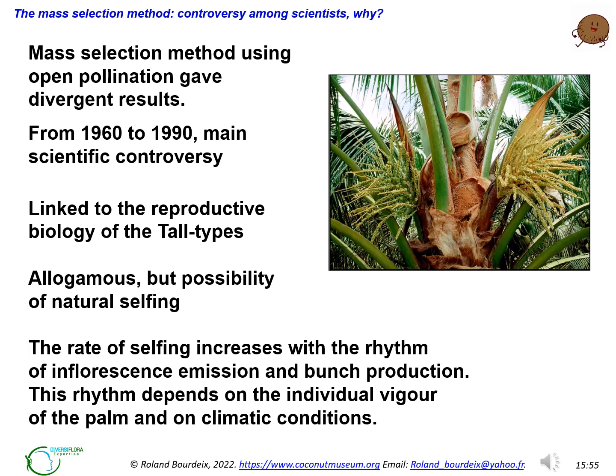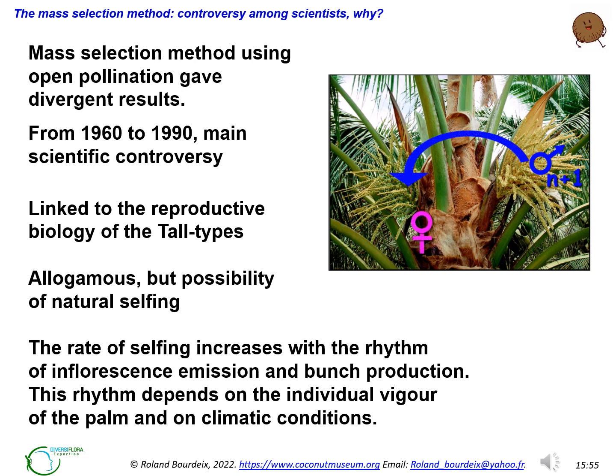As we already seen, the study on efficiency of mass selection method using open pollination is characterized by several divergent results. From 1960 to 1990, this point was the main scientific controversy in the coconut research community. These divergent results may find their origin in the reproductive biology of the tall-type varieties. Although the latter are preferentially allogamous, there is the possibility of natural selfing.